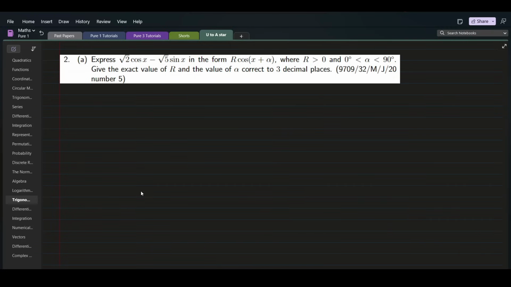Express root 2 cos x minus root 5 sin x in the form r cos x plus alpha, where r is greater than 0 and alpha is between 0 and 90 degrees. Give the exact value of r and the value of alpha correct to 3 decimal places. Okay, so we can find r by simply saying r is the square root of root 2 squared plus root 5 squared. Punch that into the calculator. This gives us root 7.